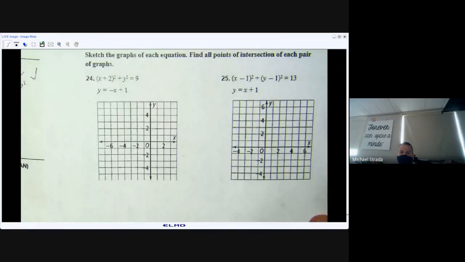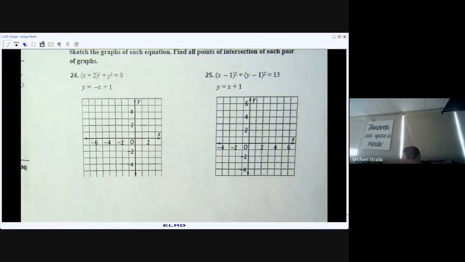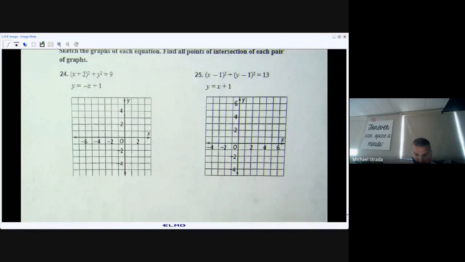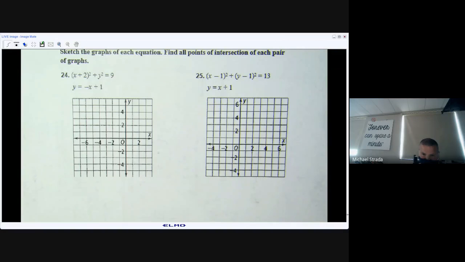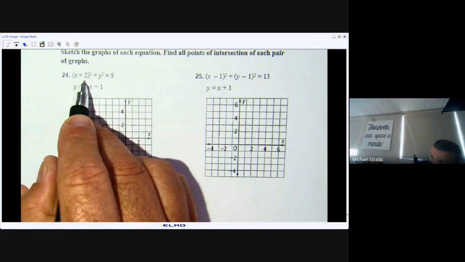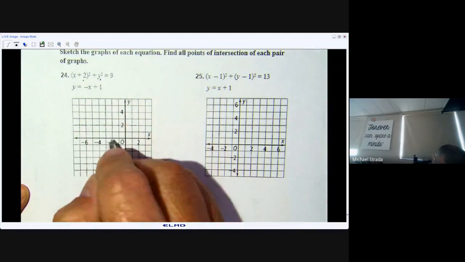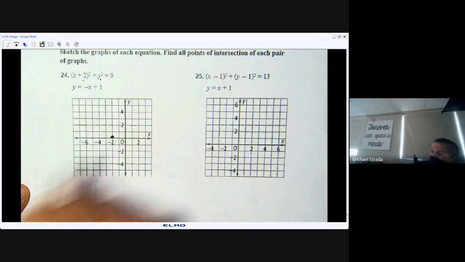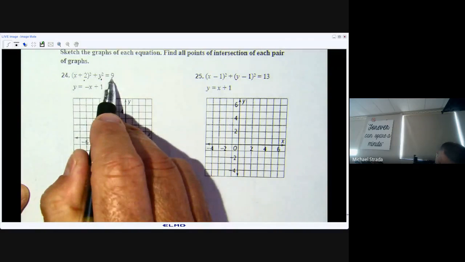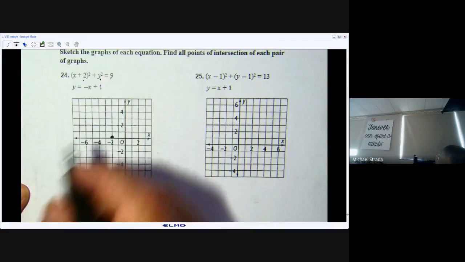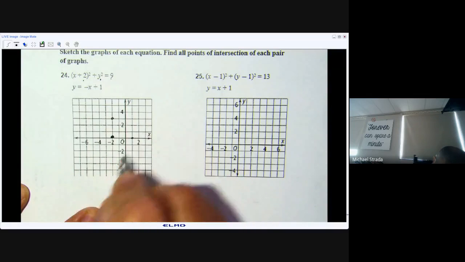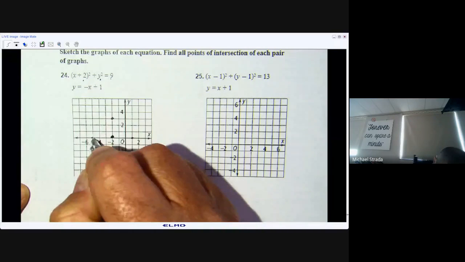All right. So we're going to, well, we can do it. All right, we'll do it. Sketch the graphs of each equation, find all points of intersection of each graph. So x plus 2 squared plus y squared equals 9. So what's the opposite of positive 2? And since there's no number here, what do we assume that number is? 0. So my center is negative 2, 0. Everybody good with that? And then r squared is 9. What is the square root of 9? 3. So I'm going to go up 3, over 3, down 3, and over 3.